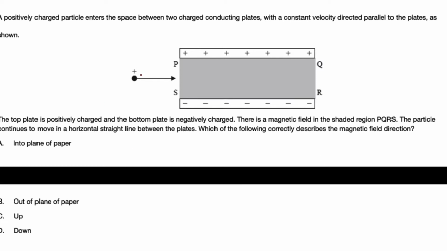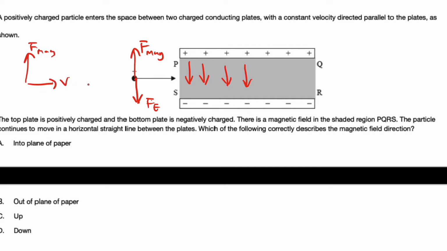So here is the positively charged particle, and we know there's going to be an electric field. So the particle will receive a force due to the electric field, which is pointing downward. In order to move in a straight line, the net force must be equal to 0. So the magnetic force must be pointing upward. Now you need to find the direction of the magnetic field. So this is force, this is velocity. How can we get a force pointing upward? So the magnetic field must be pointing into the page.